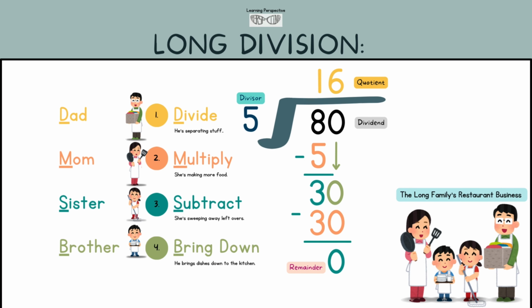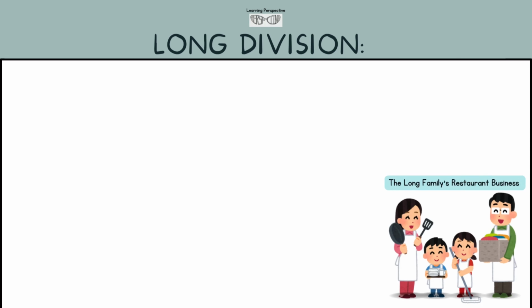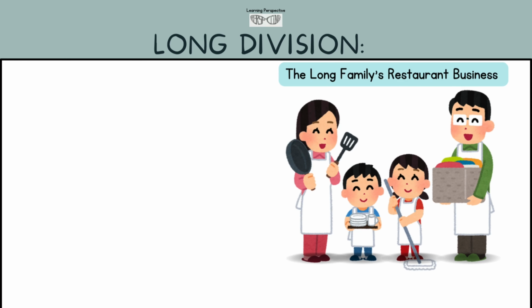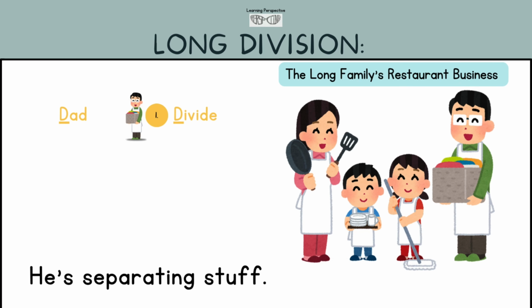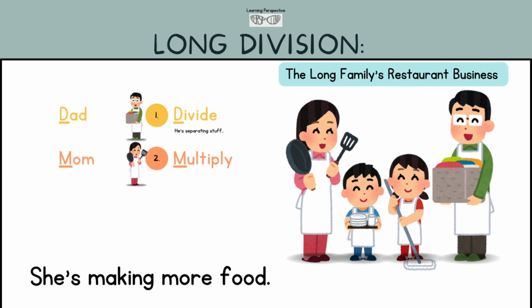To understand long division, let's introduce you to the Long family and their family's restaurant business. In the Long family, there's Dad. He's separating stuff, so Dad divide. Then there's Mom. She's making more food.